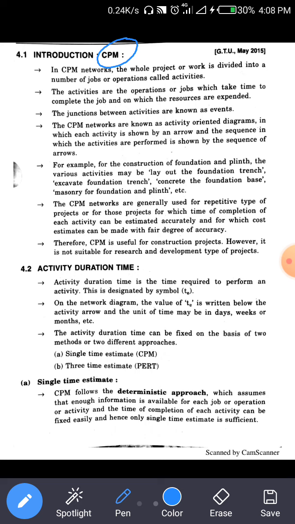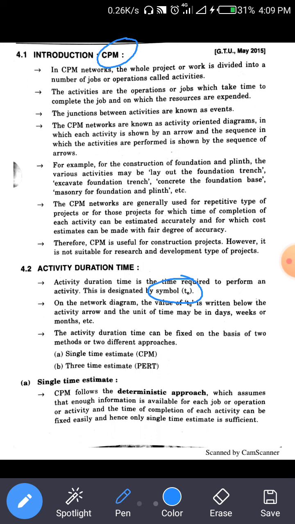Now for each and every activity, a different time is required to complete any job or work. So here is the activity duration time, denoted by TE. T is the symbol of the activity time duration, and E shows the event. The activity duration time can be fixed on the basis of two different approaches: a single time estimate and a three time estimate.